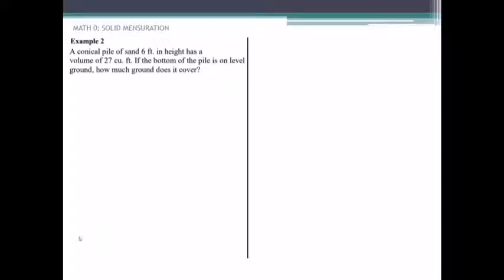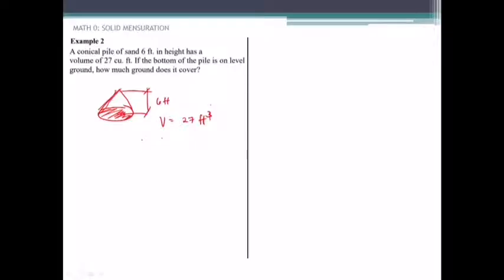Another example. A conical pile of sand 6 feet in height has a volume of 27 cubic feet. If the bottom of the pile is on level ground, how much ground does it cover? So, pile of sand, cone. If our sand's height is 6 feet, then the volume is given as 27 cubic feet. What we are finding is this one: how much ground does it cover?